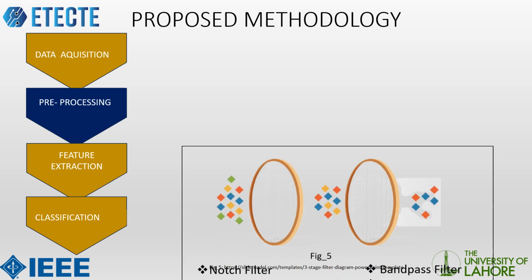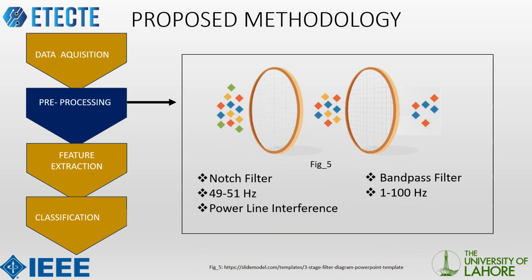After the data acquisition, pre-processing needed to be done due to the presence of power line interference and low motion artifacts. We have used a notch filter to remove the power line noise and a bandpass filter to remove the low motion artifacts and to acquire the region of interest.